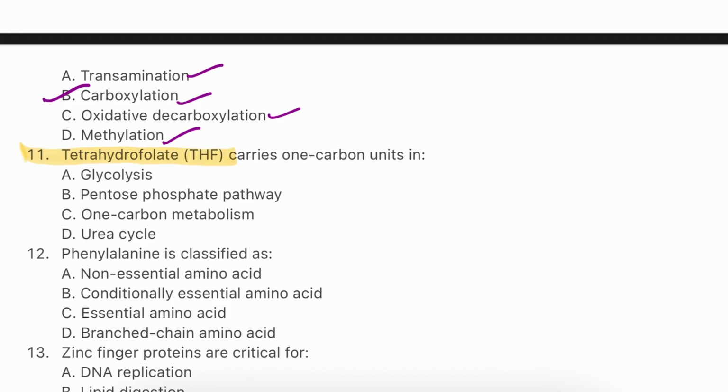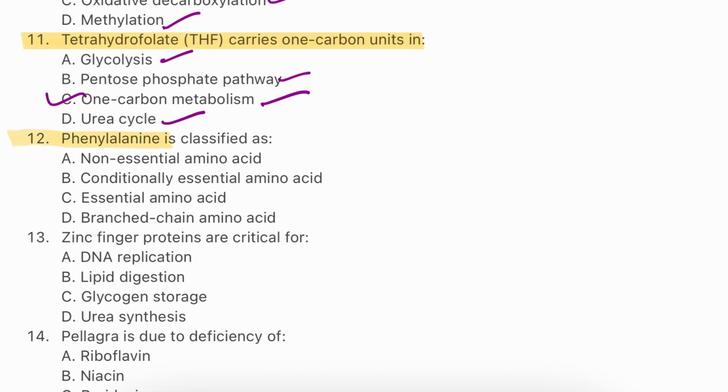Question number 11. Tetrahydrofolate, THF, carries one-carbon units in glycolysis, pentose phosphate pathway, one-carbon metabolism, urea cycle. The answer will be C. One-carbon metabolism. THF carries one-carbon units in folate metabolism for nucleotide synthesis.